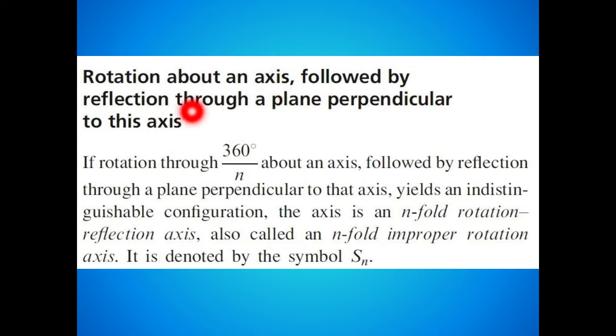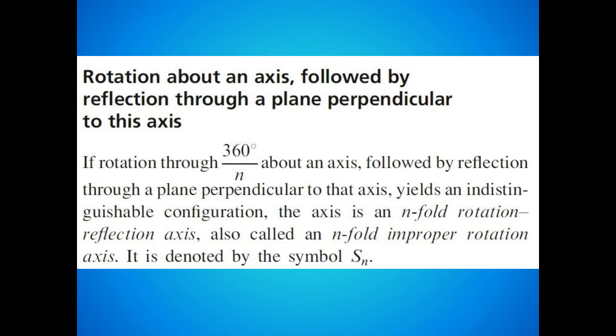Now this is our last element of symmetry, that is rotation about an axis followed by a reflection through a plane perpendicular to the axis. What do we mean by this? If the rotation through 360 by n about an axis, followed by reflection through a plane perpendicular to that axis, yields an indistinguishable configuration, then that axis is an n-fold rotation-reflection axis, also known as an n-fold improper rotation axis. It is denoted by Sn.